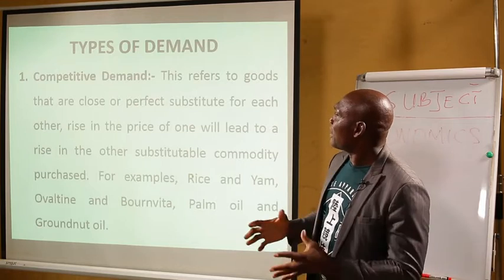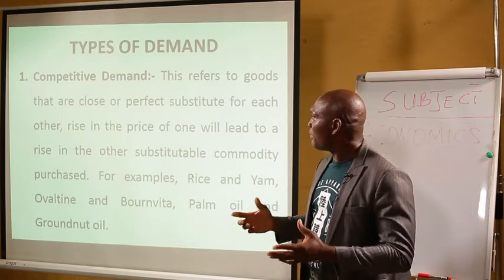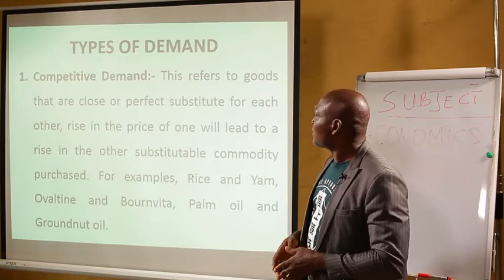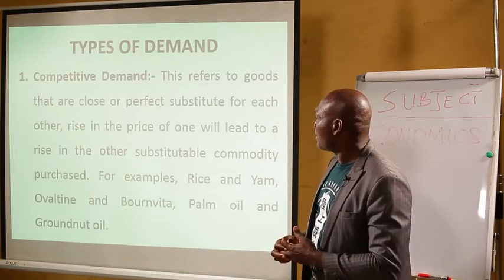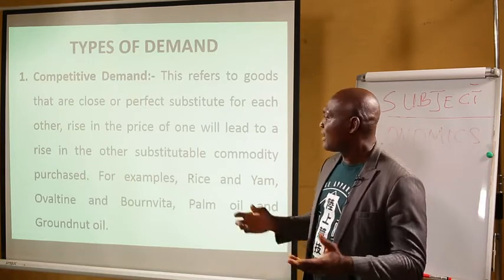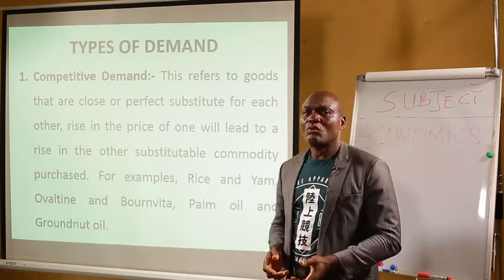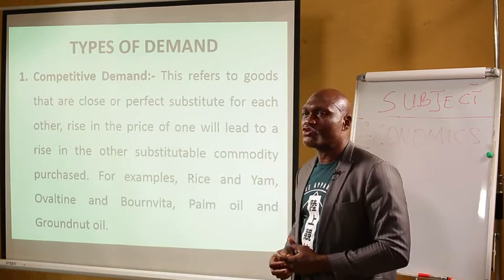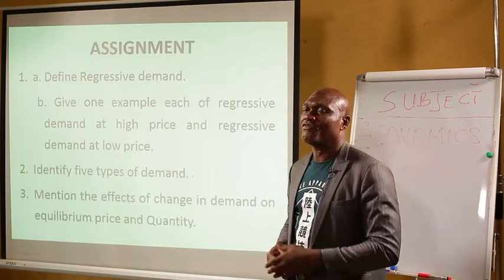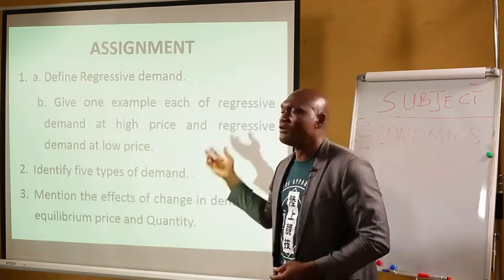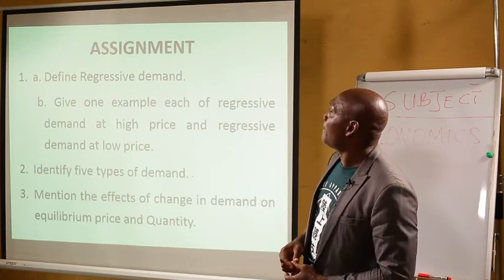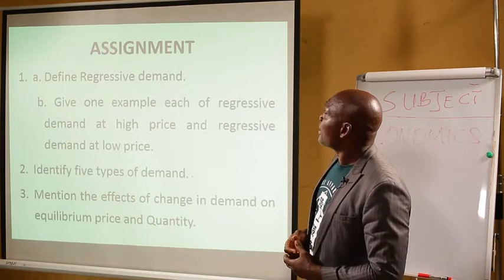We talked about types of demand. We mentioned competitive demand, that refers to goods that are close substitutes for each other, like Ovaltine and Bonvita. When the price of Ovaltine goes up, there will be less demand for Ovaltine and there will be increase in demand for Bonvita, and so on and so forth.